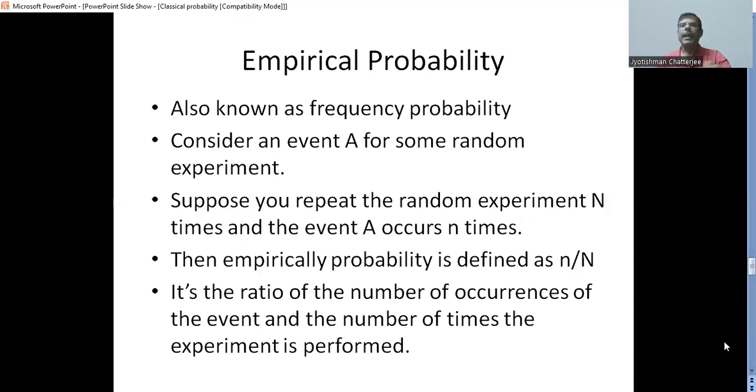So in each of the capital N trials that you take, you keep on writing whether the event A has occurred or not. And at the end of capital N trials, you find out how many times the event A occurred. Call it small n, the number of times the event A occurred. Now, the empirical probability of the event A is defined by the ratio small n by capital N. In other words, the ratio of the number of occurrences of the event and the total number of experiments performed. So that ratio gives the empirical probability of the event A. This gives an experimental way of determining probability.